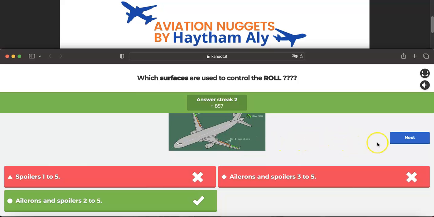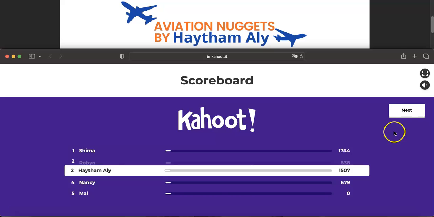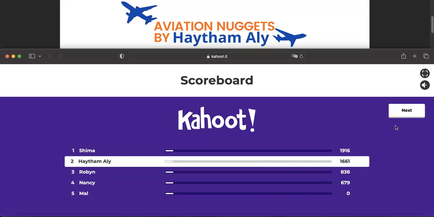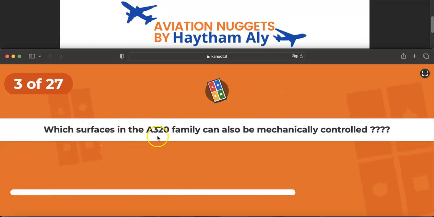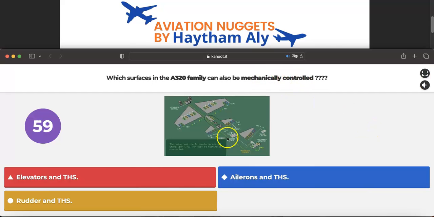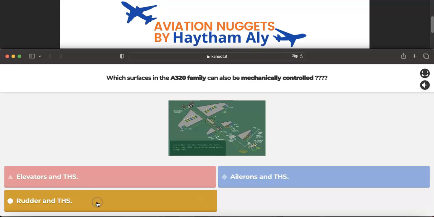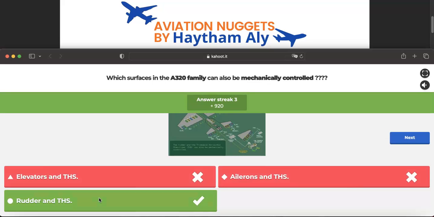Okay, everybody, very good. Let's proceed. Question number 3. Which surfaces in the A320 family can also be mechanically controlled? Elevator and THS, aileron and THS, rudder and THS. The right answer is rudder and THS. Rudder and THS can also be mechanically controlled.